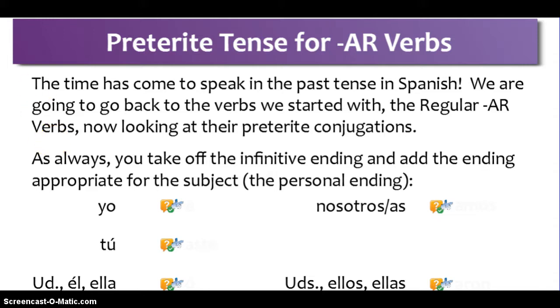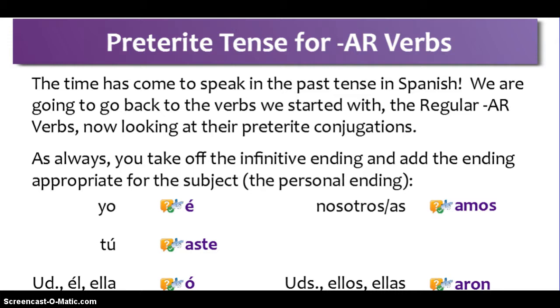So for yo, in the preterite tense, our ending is now é, with an accent mark over it. For tú, aste. For usted, él, and ella, ó, again with an accent mark. For nosotros and nosotras, amos. And for ustedes, ellos, and ellas, aron.